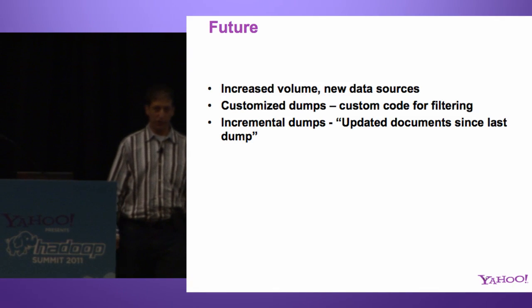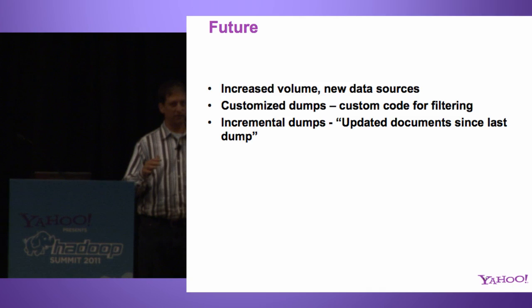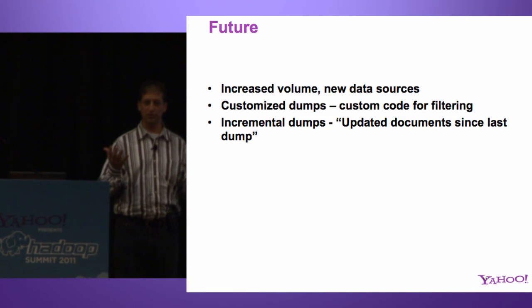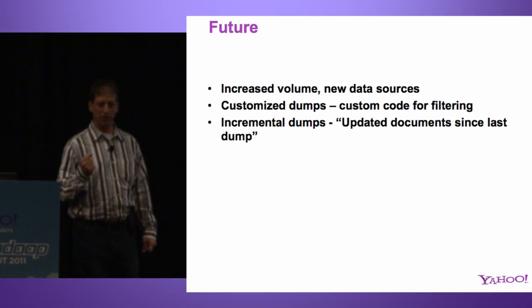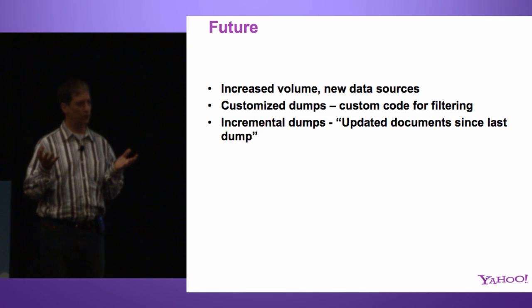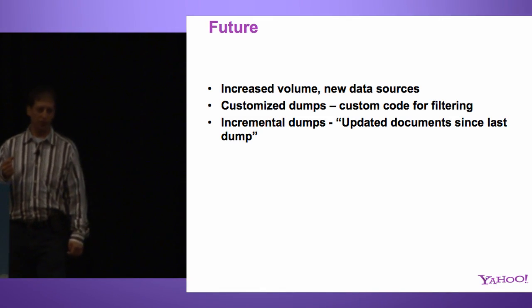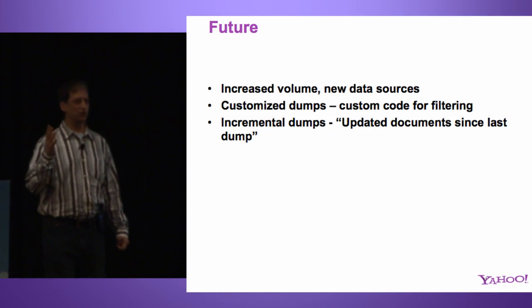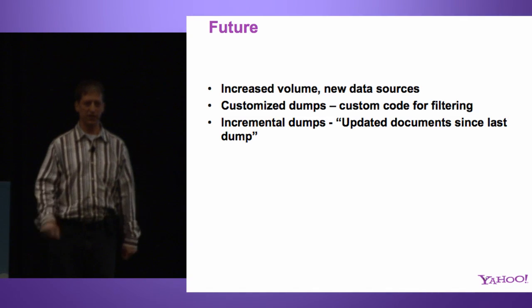Plans for the future, increased volume. The web is growing. We expect the content that Bing is crawling to grow. We need to keep up with that. Customized dump. So currently what we support is filtering on various metadata fields that we compute. But in future, we would want to run arbitrary processing in order to select subsets. And incremental dumps, so things like an extrusion job that runs daily and only provides a delta, things that have changed since yesterday.